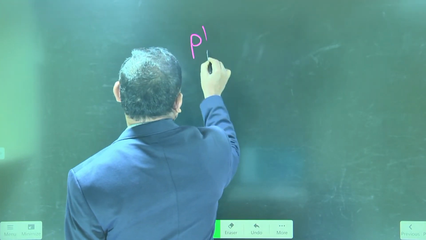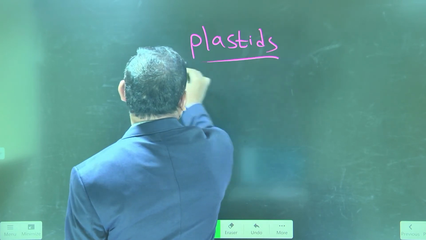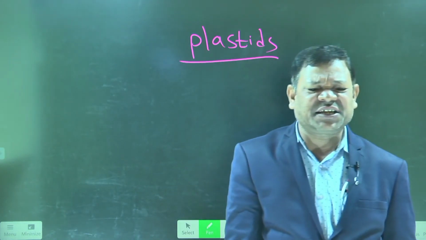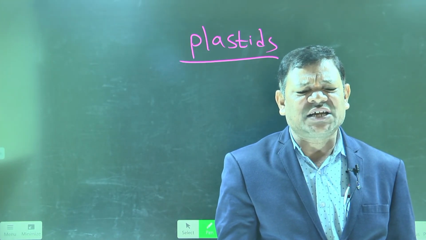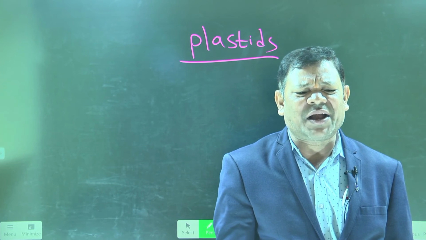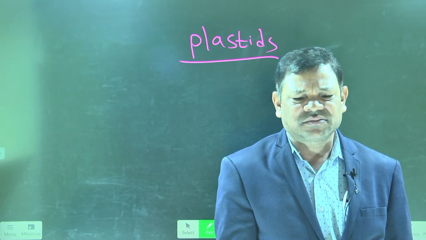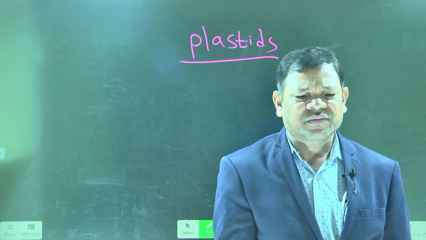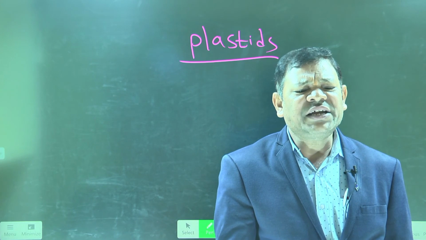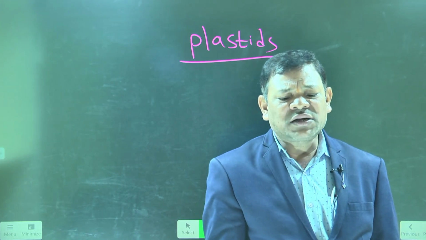Next, plastids. The characteristic features of the plants: the cell wall is present in the plant cell, plastids are present in the plant cell, vacuoles are present in the plant cell. These are the characteristic features of the plants. How many types of plastids are present? Three types, sir.